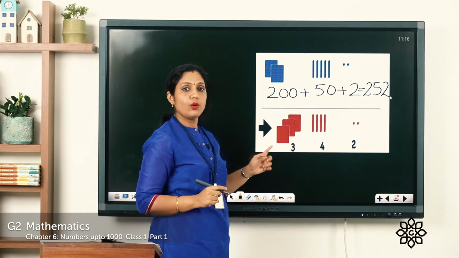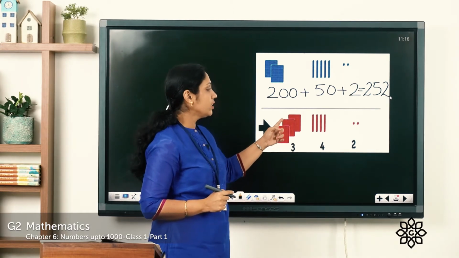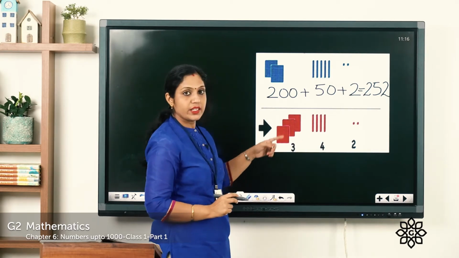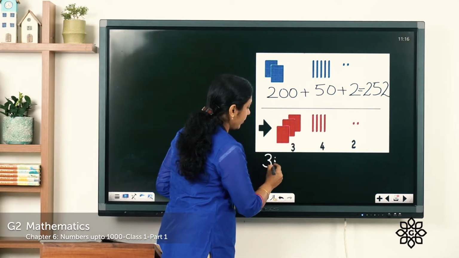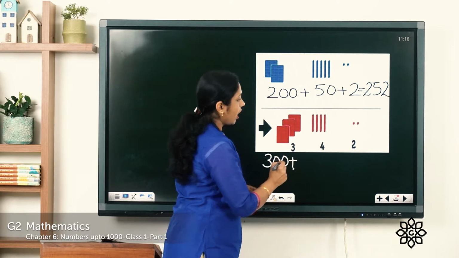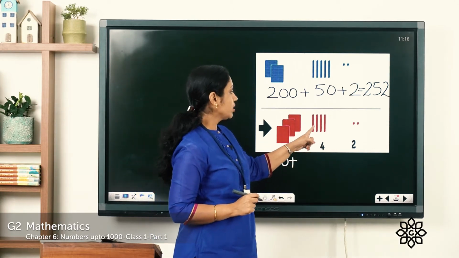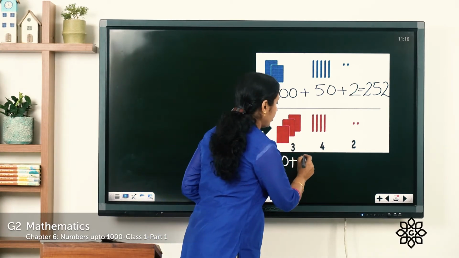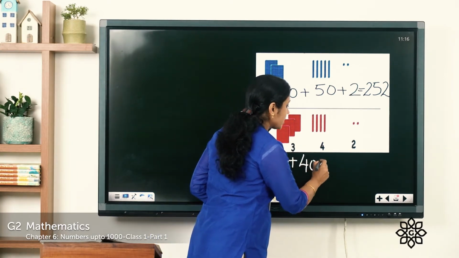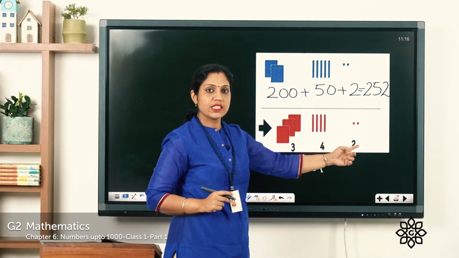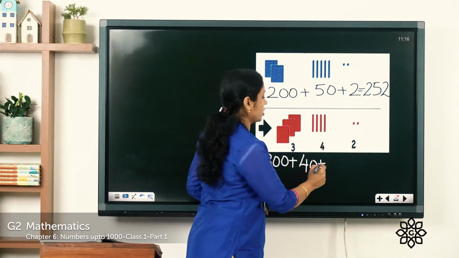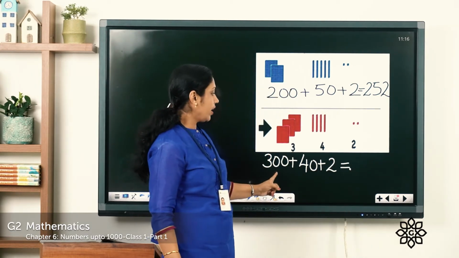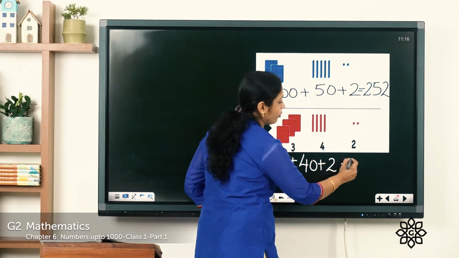Here let's see how many hundreds blocks there are. There are 3 hundreds blocks. So we can write it as 300 plus how many tens blocks are there? 1, 2, 3, 4 and 4 tens makes 40. So write it as 40 plus how many ones blocks are there? There are 2 blocks. So it is 2. And how can we form the number with this? 342. So how can we write it?